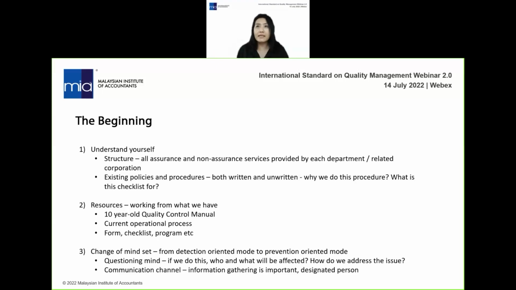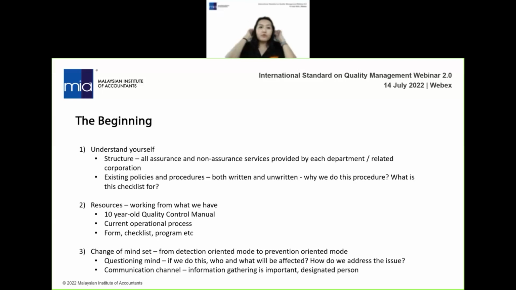So there must be a designated person to take control, to monitor. So whether this information is consistent with Department A, Department B, Department C, and whether this information is genuine, whether it is reliable, right? So that is very important. You must have somebody in control to monitor all the information that you gather, okay? So at the very beginning, these are the three main things that I believe you need to start off with.